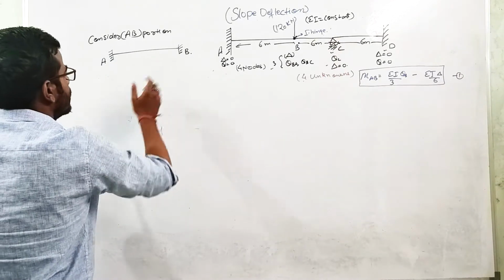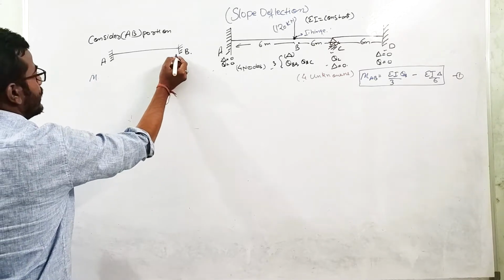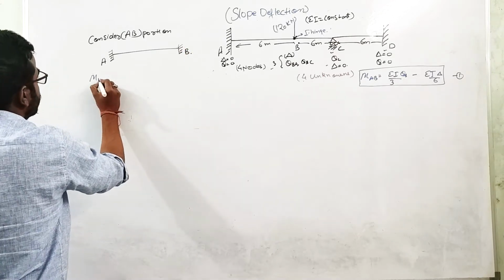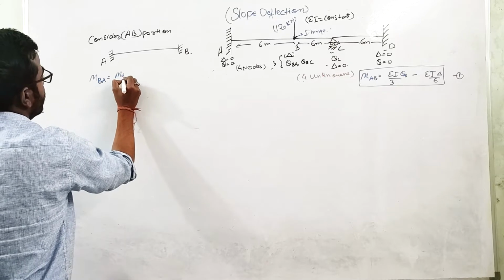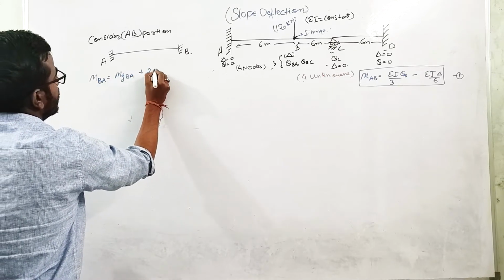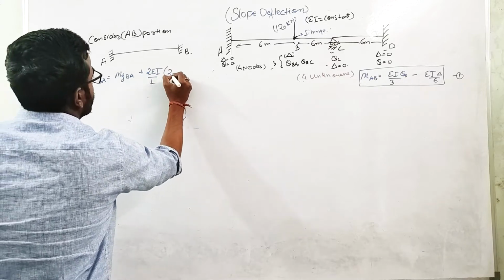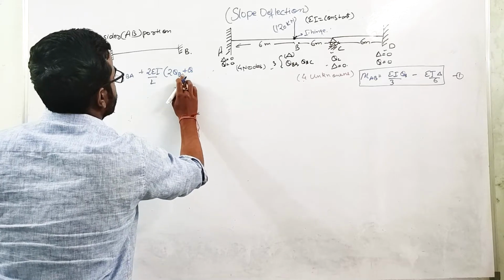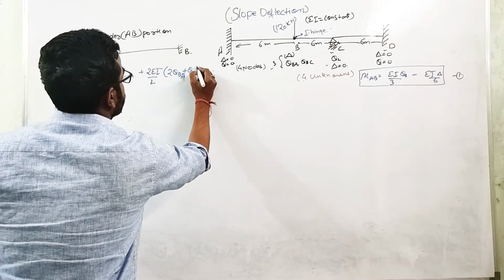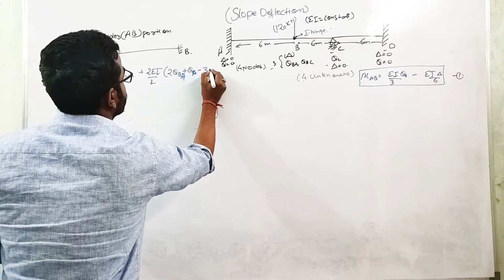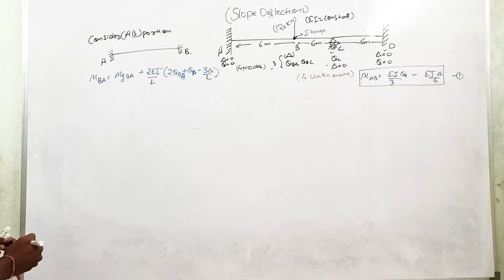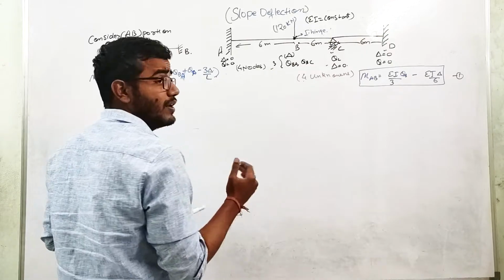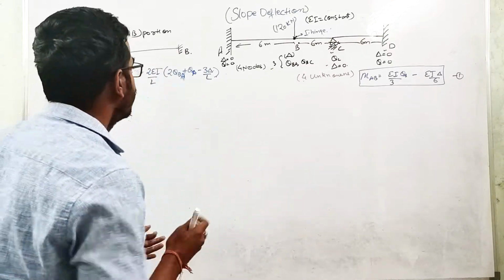Now consider this. Now we will write the slope deflection equation with respect to this B support. Okay, so I can write MBA equals MFBA plus 2EI over L, twice theta B plus theta A, minus again 3 delta by L. Why theta BA? Because this is an internal hinge point. Okay, so here we will be having two rotations. That's why I have written theta BA.